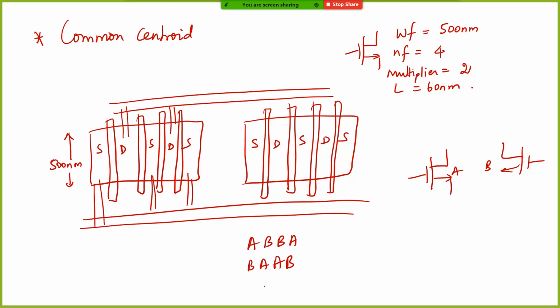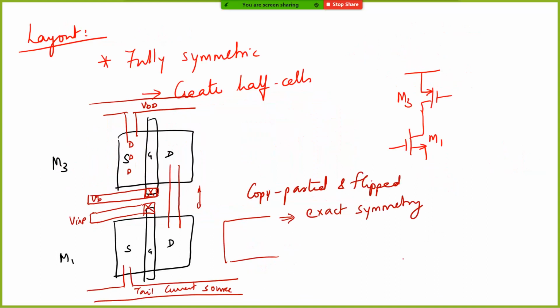But when you do a common centroid layout, of course, the concept of half cell really doesn't work out so easily. And you take a lot of pains to make sure that this is extremely symmetric. Or you create a unit cell and then just copy paste that n number of times. And of course, it need not be just 2 cross 4, it can be 4 cross 4 or any other aspect ratio.